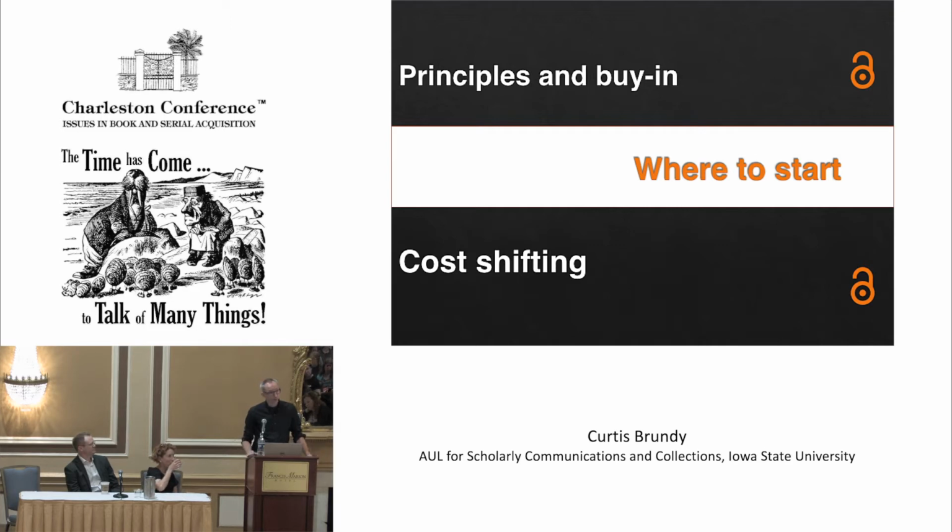I'm going to show you where Iowa State is at, and maybe that'll give you some ideas where you might start on your own campus. And then I'm going to talk about cost shifting, I think, in a different context, perhaps, than when Colleen and I talked about this. I'm going to talk about it in thinking about my library budget, how much money we're spending on subscriptions, and how we're going to actually make that money and coordinate that money going from paying subscriptions to paying for open access, because it's actually not that straightforward.